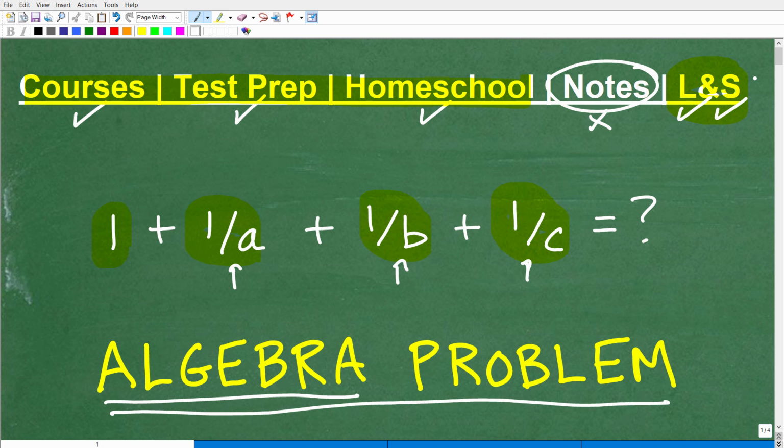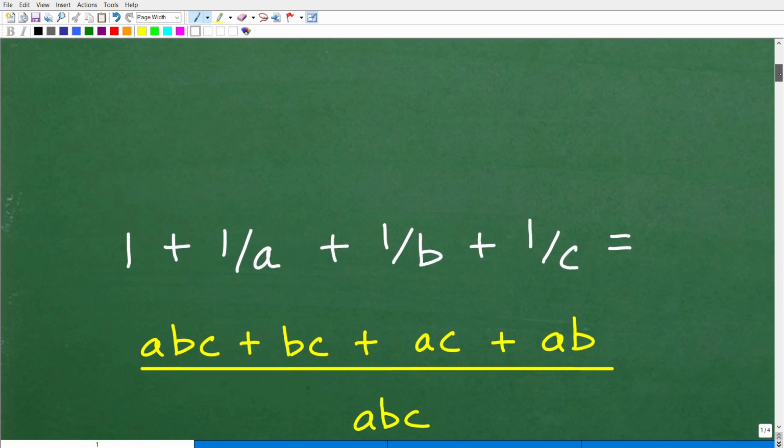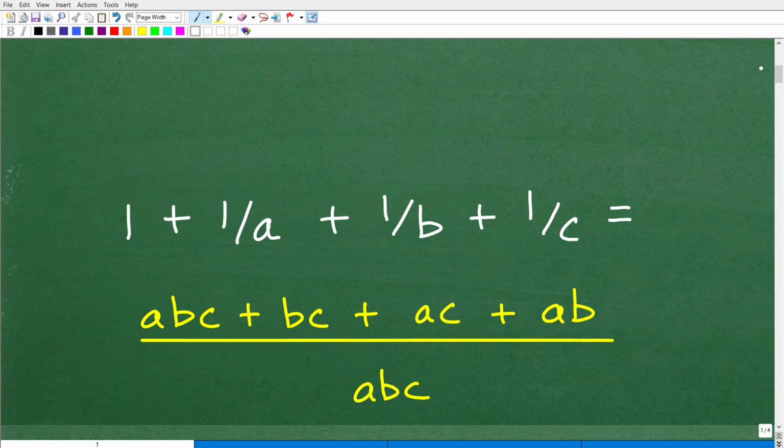Okay, so let's get into this algebra problem. And the topic that we're talking about here is called rational expressions. Okay, rational. Let's kind of write that down. Rational expression. So if you are learning algebra, look in your textbook or whatever syllabus you're dealing with for this rational expressions or rational equations chapter or unit.